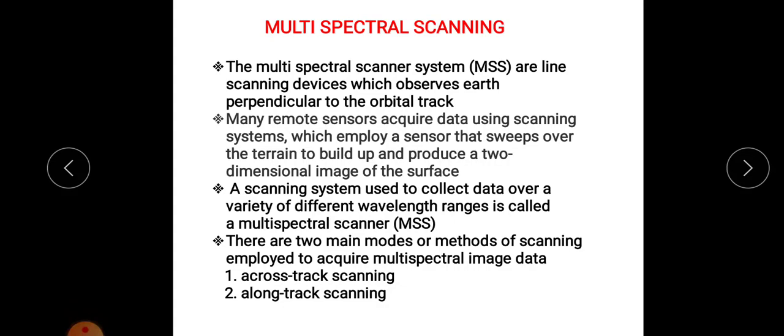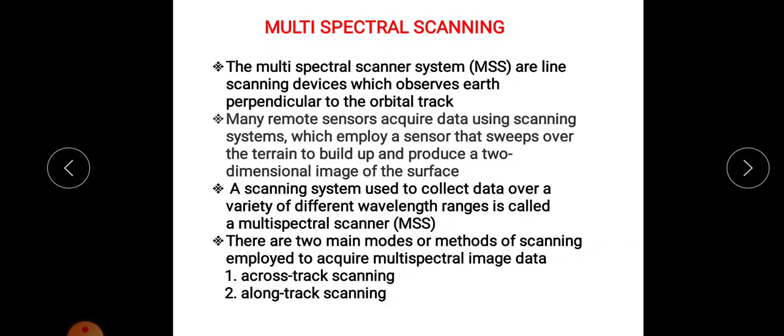A multispectral scanner system is a line scanning device which observes Earth perpendicular to the orbital track, and I will explain that. Many remote sensors acquire data using scanning systems which employ a sensor. This scanning system consists of a sensor, and this sensor sweeps over the terrain to build up and produce two-dimensional images of the surface.